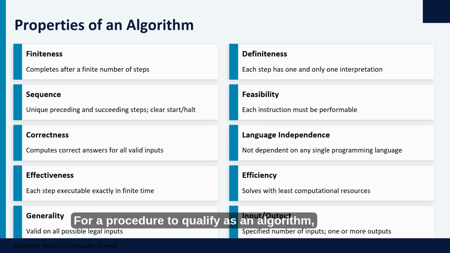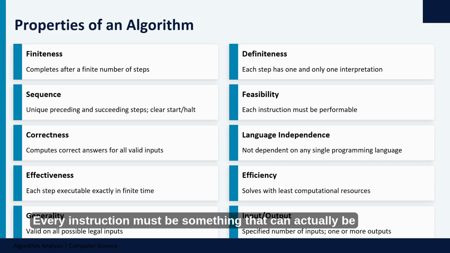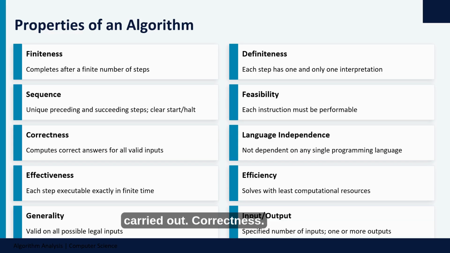For a procedure to qualify as an algorithm, it must satisfy 10 essential properties. Finiteness. It must terminate after a finite number of steps. It cannot run forever. Definiteness. Each step must have one and only one interpretation. There must be no ambiguity. Sequence. Steps must follow a logical order with a clearly defined start and a clearly defined halt. Feasibility. Every instruction must be something that can actually be carried out. Correctness. It must produce the right answer for all valid inputs, not just some of them.